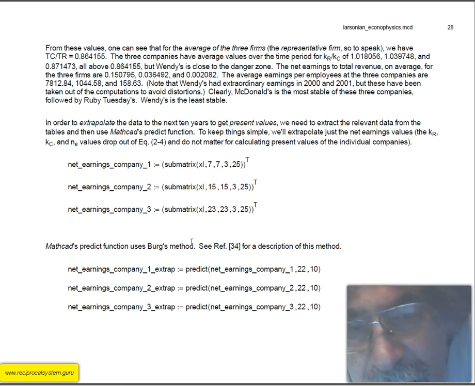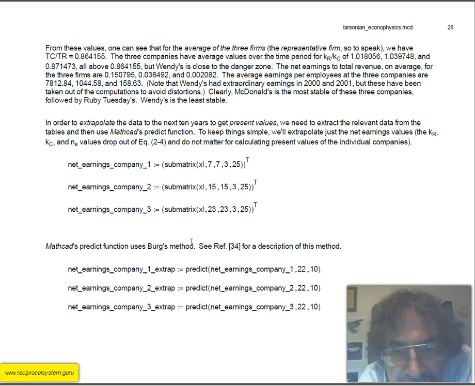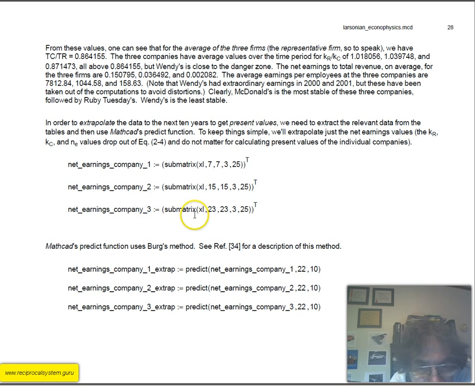stable. Now, in order to extrapolate the data to the next 10 years to get present values, we need to extract the relevant data from the tables and then use MathCAD's predict function. To keep things simple, we'll extrapolate just the net earnings values. The K sub R, K sub C, and N sub C values drop out of equation 2.4 and do not matter for calculating present values of the individual companies. So again, we're just pulling these numbers from the spreadsheet.